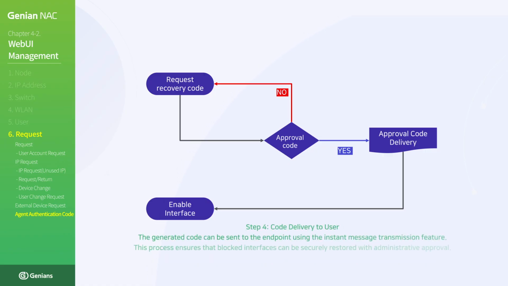Step 4. Code delivery to user. The generated code can be sent to the endpoint using the instant message transmission feature. This process ensures that blocked interfaces can be securely restored with administrative approval.